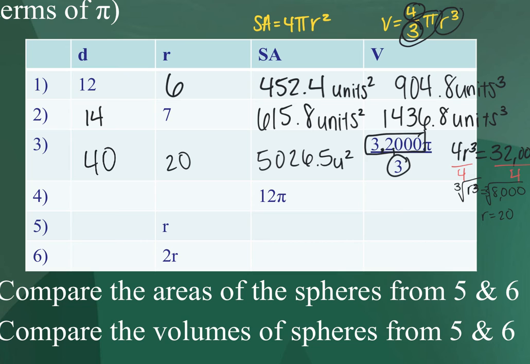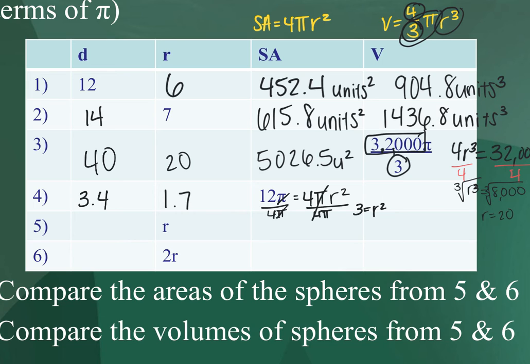All right, if our surface area was 12 pi, we would set that equal to 4 pi r squared. We're going to divide by 4 pi, divide by 4 pi. These pi's are going to cancel. 12 divided by 4 is 3. So our radius squared is equal to 3. We would take the square root. So the square root of 3 is going to give me 1.7. So my radius is 1.7. My diameter then would be 3.4.